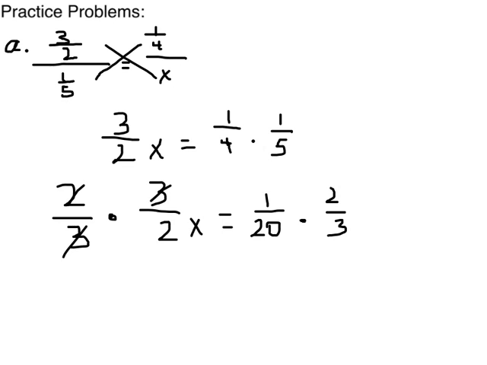I can cross cancel here. I can also cross cancel here, and that would leave me with 1 over 30. X is equal to 1 over 30.